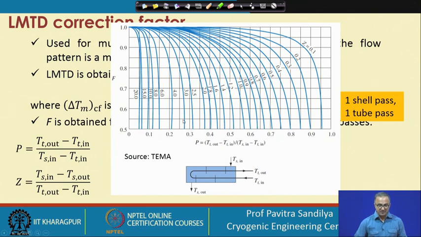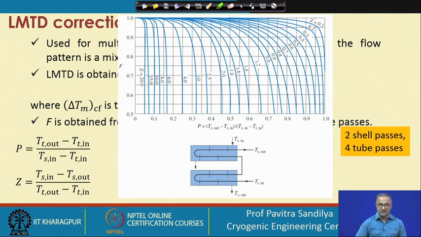Then from the P and Z values, suppose we get some P value and we go to some Z value, and then we read the value of F from the y axis, and this way we can make the correction for the LMTD. There is a small correction here: the CF here is not the clean fluid, it is the LMTD for the counter current flow.